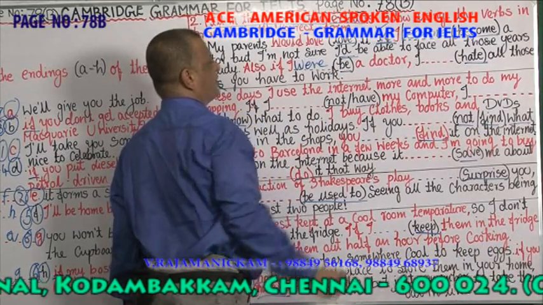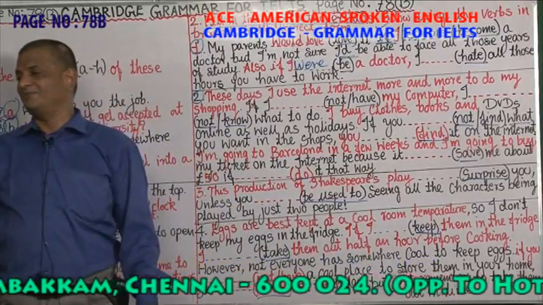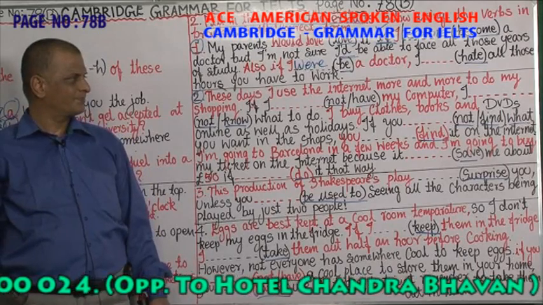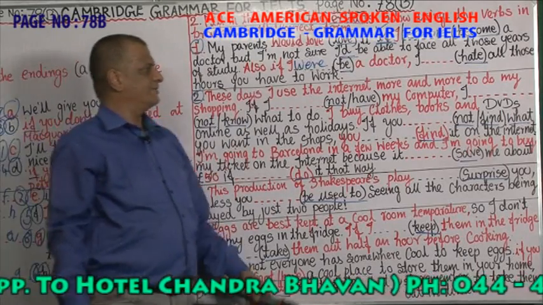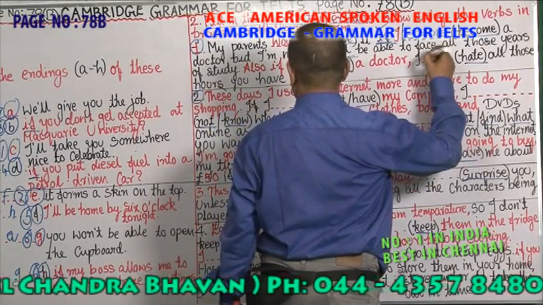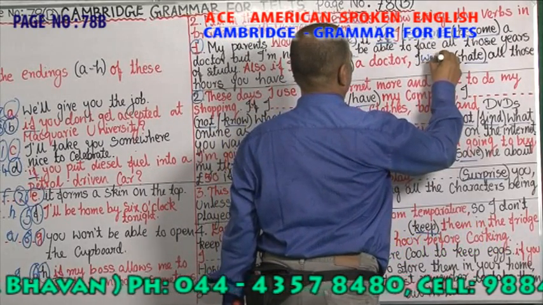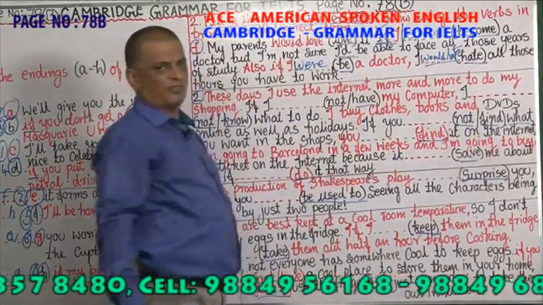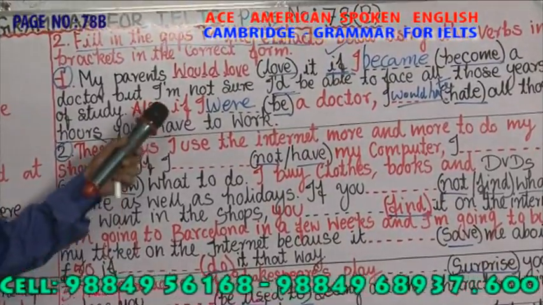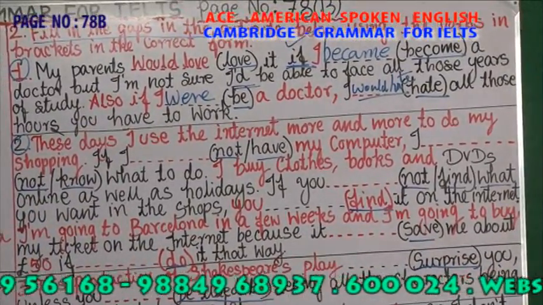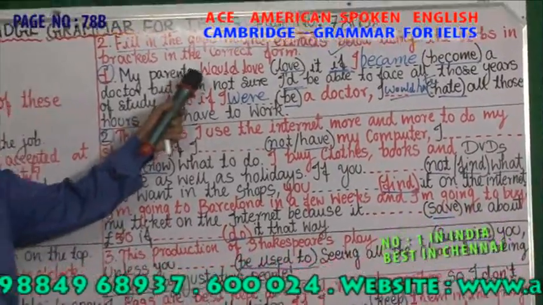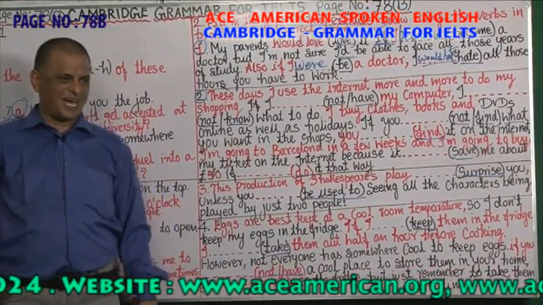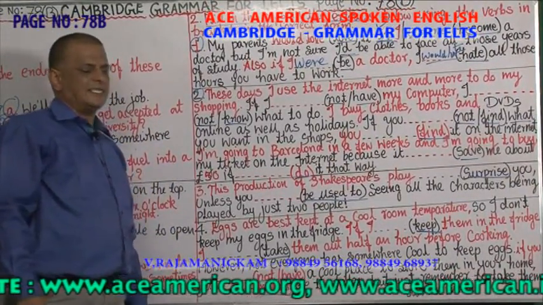if I were, for be, were a doctor, yes, I hate, what is it given? I would hate or I hate? I would hate. So this is also imaginary, right? I would hate all those hours you have to work. So my dear friends, in if conditional sentences, here it is all imaginary. It's not a true one. So you are using past tense in the if clause, and the result is also in the past form.